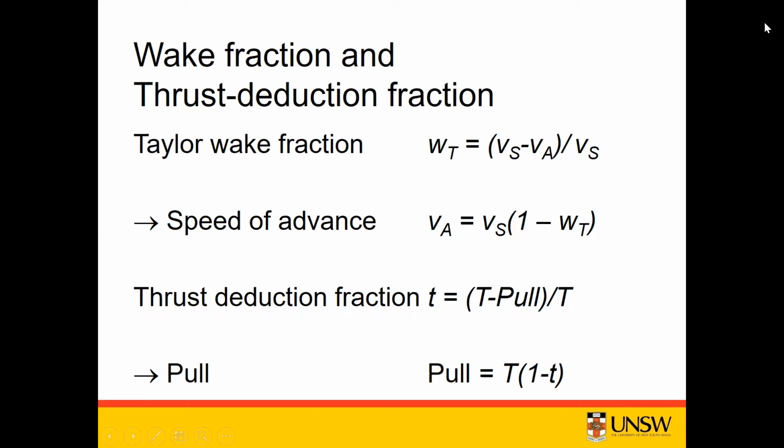The thrust deduction fraction is the thrust of the propeller, that's the open water thrust, minus the pull, made non-dimensional by dividing by the thrust. So from that you can have the pull, which is equal to the total resistance of the ship at that stage, as the open water thrust multiplied by 1 minus the thrust deduction fraction, or the thrust deduction factor.